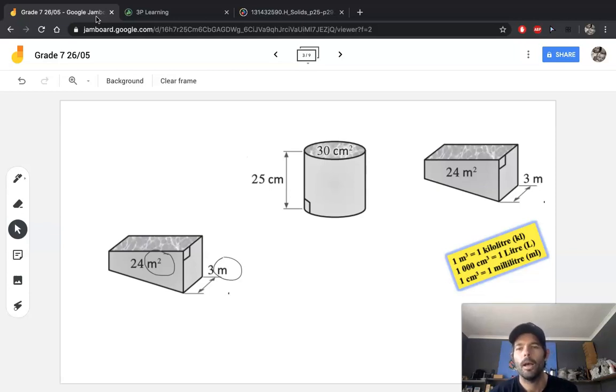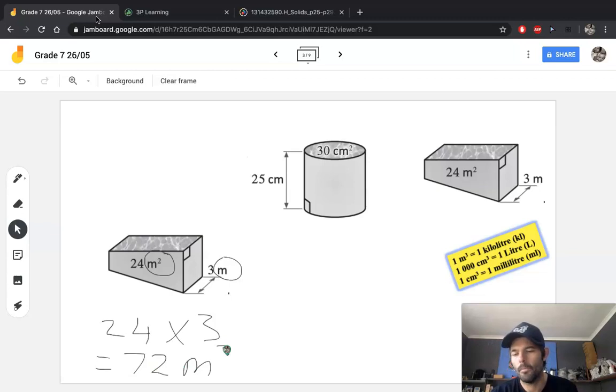Okay, so I need to work out that 24 meters squared repeats itself throughout the whole shape. So if I slice that shape up, it would give me the same face of 24 meters squared going for a depth of 3 meters. So therefore my volume is going to be 24 multiplied by 3, and that gives me 72 meters cubed.